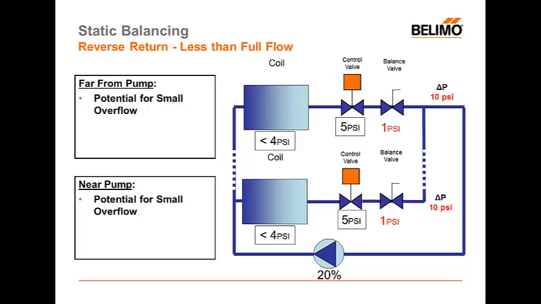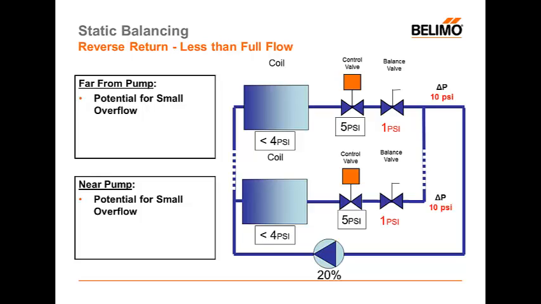So in light of the fact that reverse return systems appear to quell some of the problems we have with static balancing, why aren't they more popular? Well, the answer really comes from cost and installation. The cost of a reverse return piping system could be anywhere from 50 to 60, even 70% more expensive than piping a traditional direct return system. All this additional pipe obviously has to add additional funds.